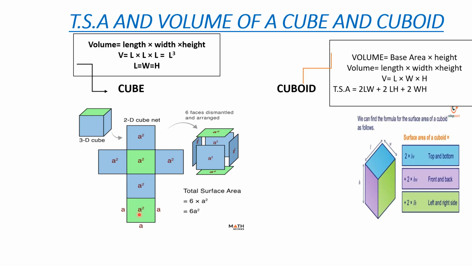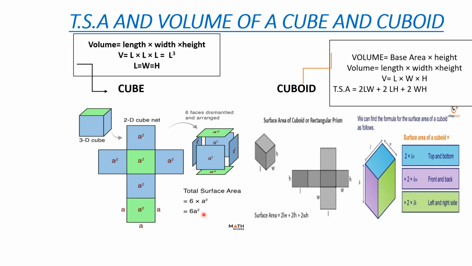And then we get the total of all these faces. A squared plus a squared plus a squared plus a squared plus a squared plus a squared, I get 6a squared. Because we have 6 faces and each face has an area of a squared. So we say that the total surface area of a cube is equal to 6a squared. And this is the net of a cube.